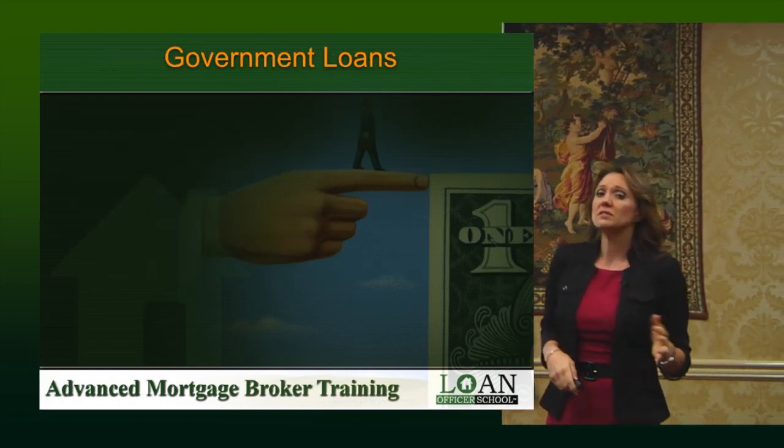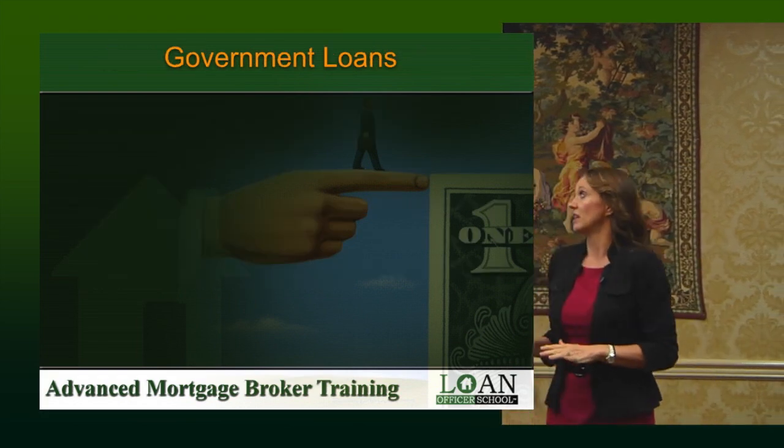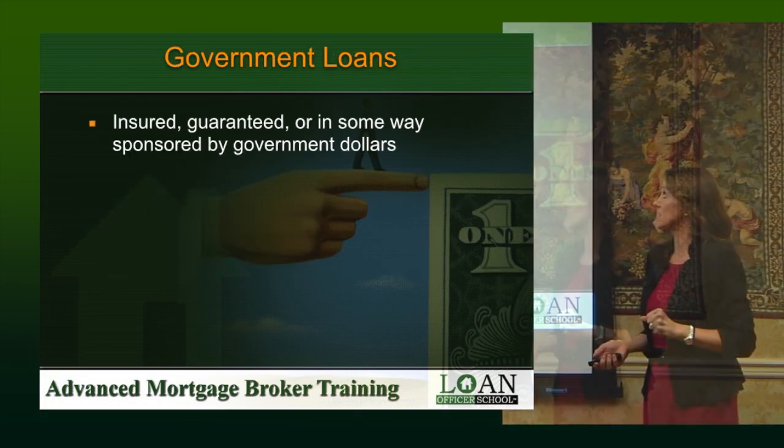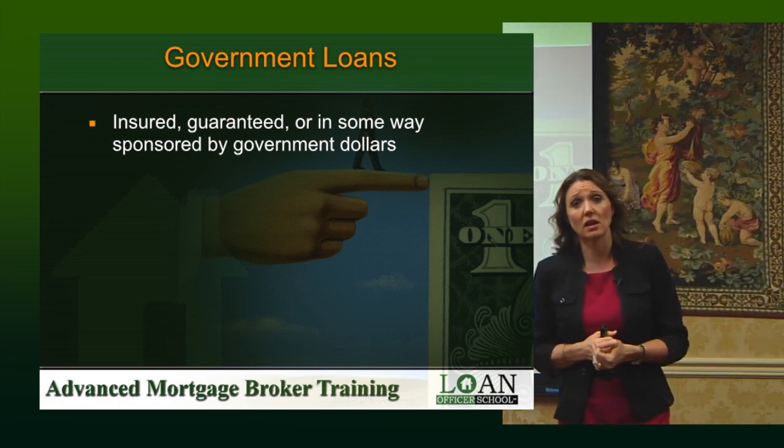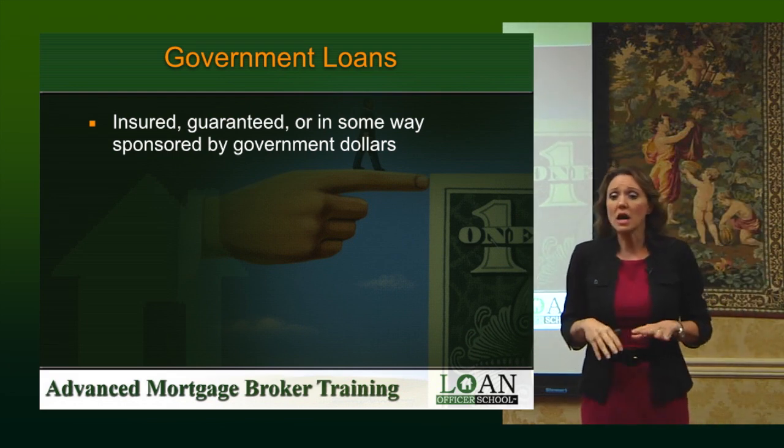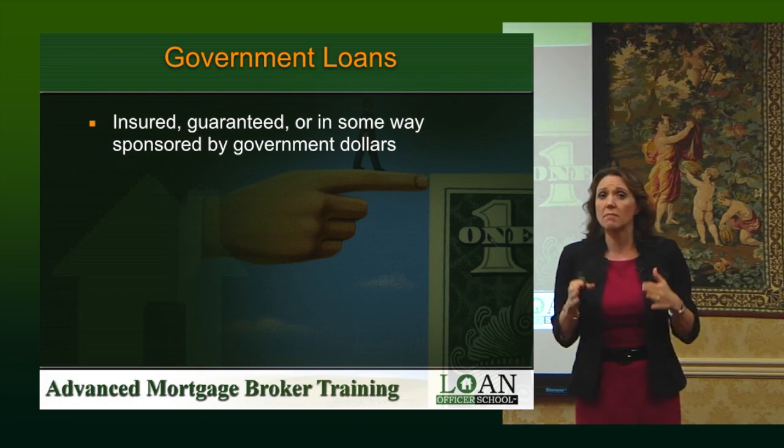Now, government loans do have a tendency to be more conservative. However, VA is really an exception to that. When it comes to VA or FHA or USDA loans, they are not a loan done by the government.